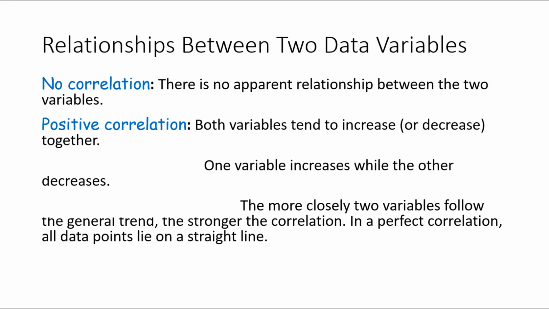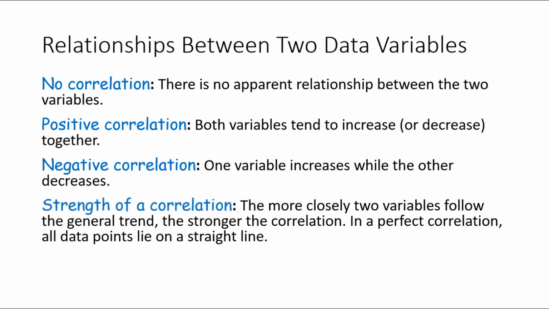Positive correlation. Both variables tend to increase or decrease together. For example, the more I work out, the better fit I get. Negative correlation. One variable increases while the other decreases. For example, the more I watch television, the less productive I become.